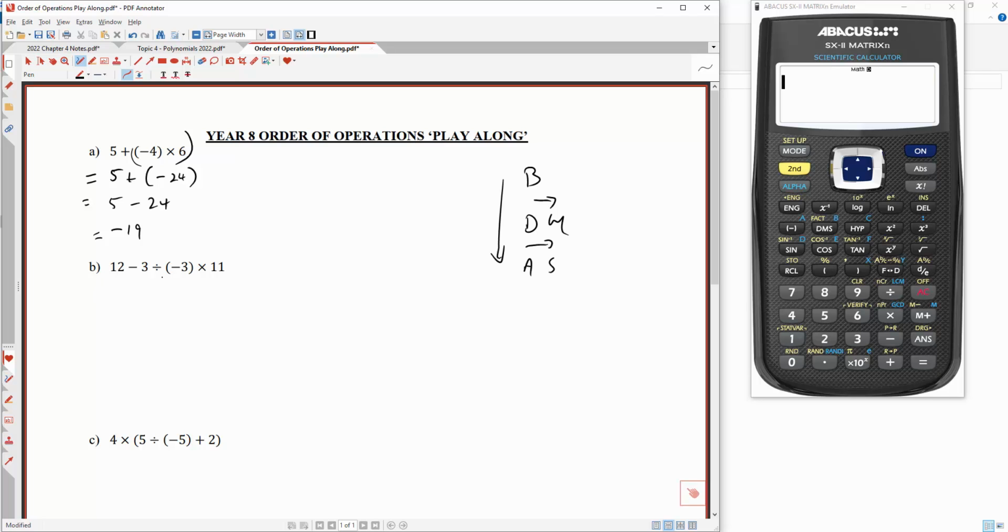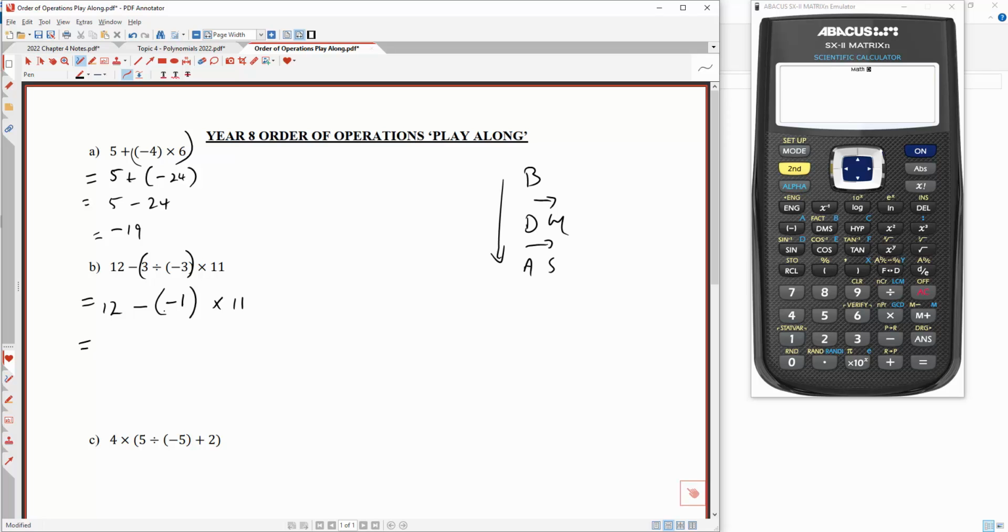Alrighty, so the next one, write this question down: 12 take away 3 divided by -3 multiplied by 11. Now pause the video and have a go. Alright, so you've unpaused the video. Let's see how you went with this problem here. So we've got a subtraction, a divide, and a multiply. So what we're going to do is the divide first. So I'm going to write down 12 take away, and I'm going to do +3 divided by -3. So positive divided by a negative is a negative, and 3 divided by 3 is 1. Leave the multiply 11, haven't done that yet.